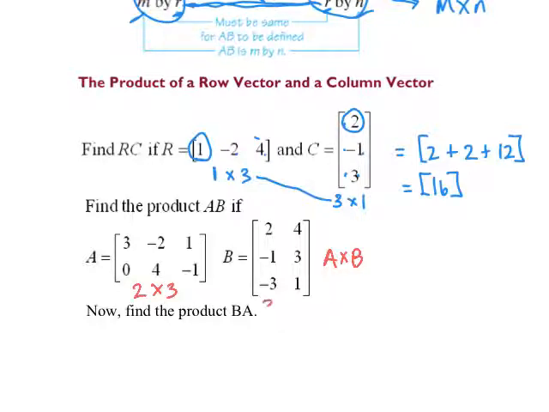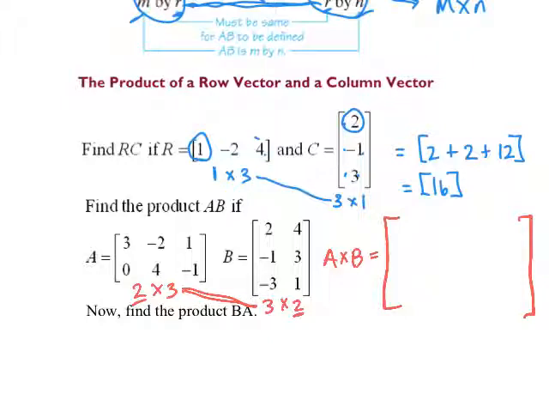B is 3 rows times 2 columns. So we have an inner match of the 3 and the 3. And our outer dimensions are going to be our result. So our result is going to be 2 by 2. I'm making this much larger because we have lots of pieces to put together.